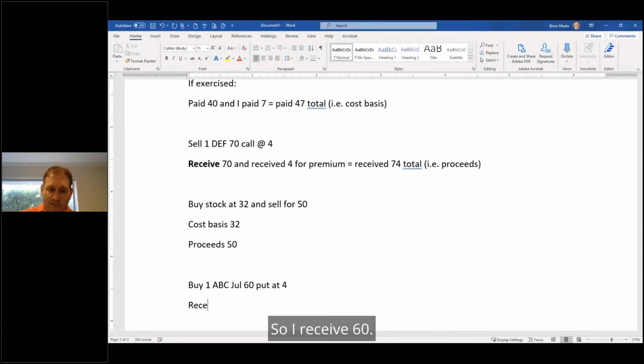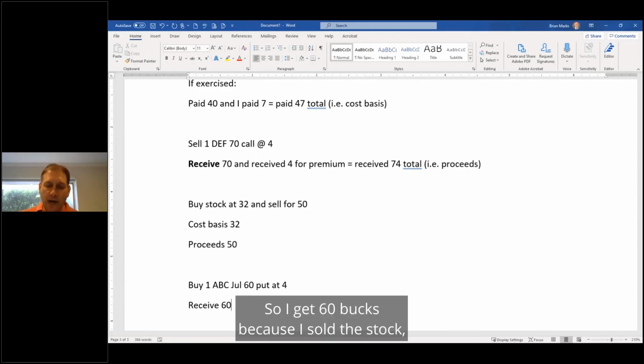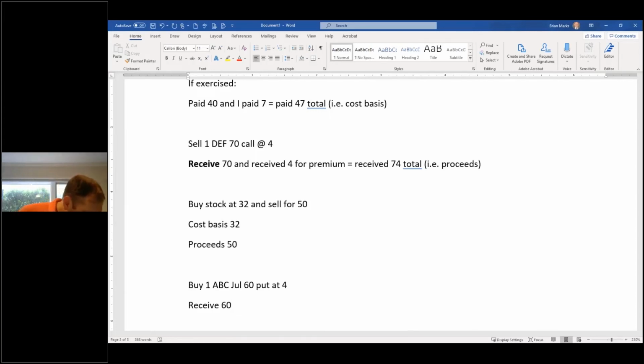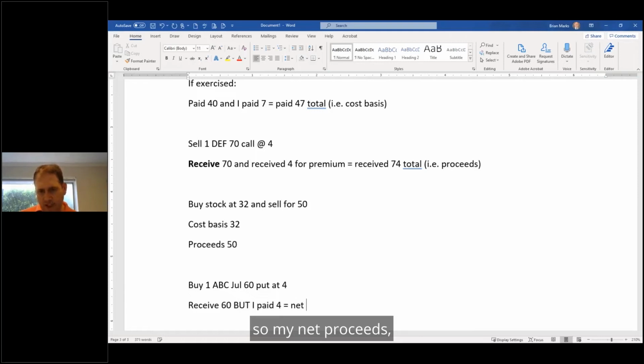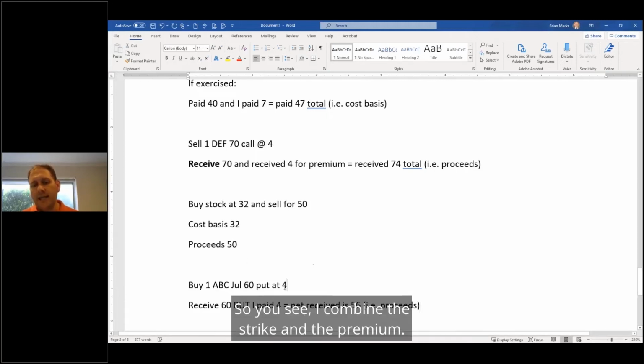So I receive 60. Now tell me about the premium though. Did I pay or receive the premium? So I get 60 bucks because I sold the stock. But I paid 4. So my net proceeds, my net received is 56. So that's my proceeds. So you see, I combine the strike and the premium.